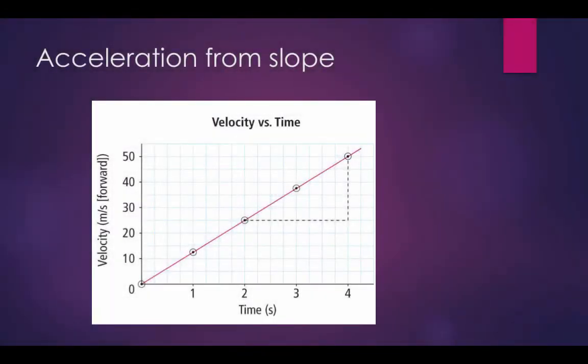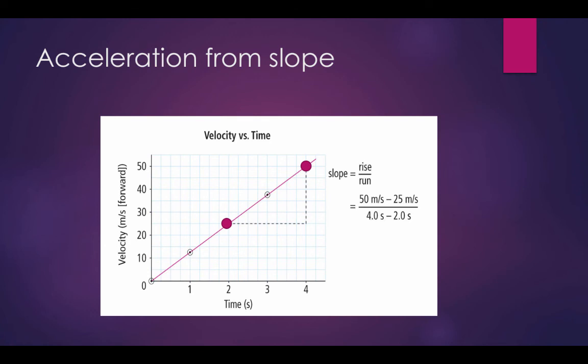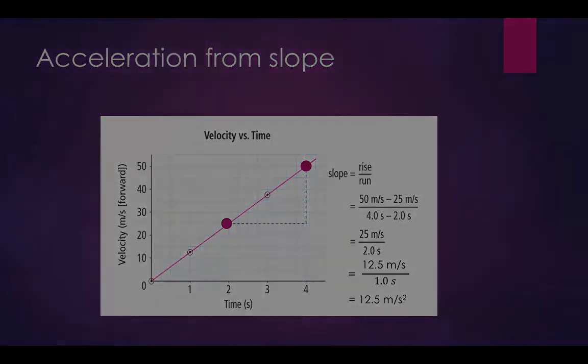In fact, acceleration of a uniformly accelerating object can be calculated by finding the slope of a straight line found on the velocity time graph. If we choose these 2 points at time 2 and 4, we can calculate the slope of the line. Now remember, because it's a straight line, we can choose any 2 points. Slope is rise over run. For these 2 points, it works out to be 50 meters per second minus 25 meters per second over 4 seconds minus 2 seconds, which is equivalent to 25 meters per second over 2 seconds, which calculates to 12.5 meters per second per 1 second, or 12.5 meters per second squared.